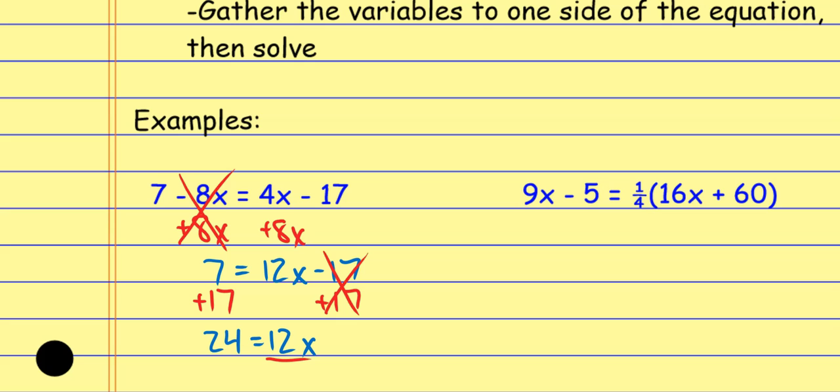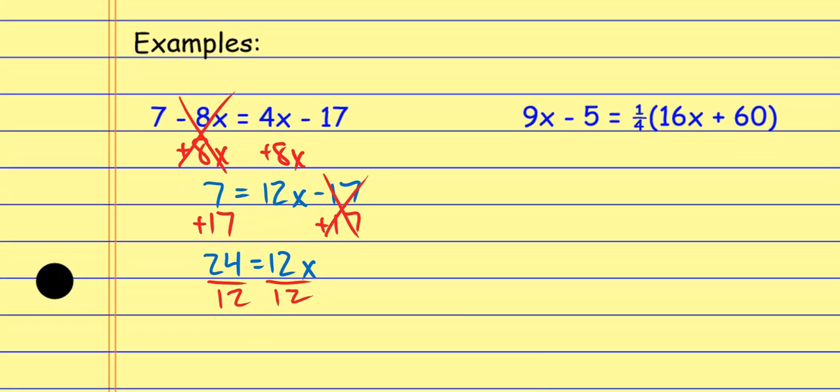And now I undo multiplication by division, so I divide each side by 12. So I get x equals 2, and I'm going to rewrite it like this, x equals 2. But again, it's simplify and then solve. If I look at the next one, I want to simplify and then solve.